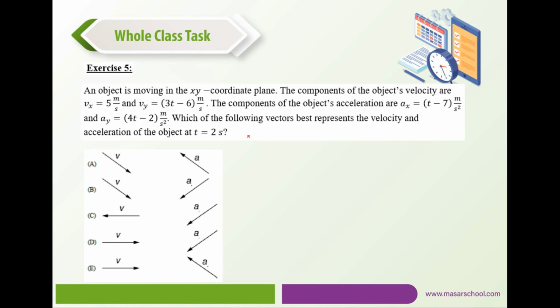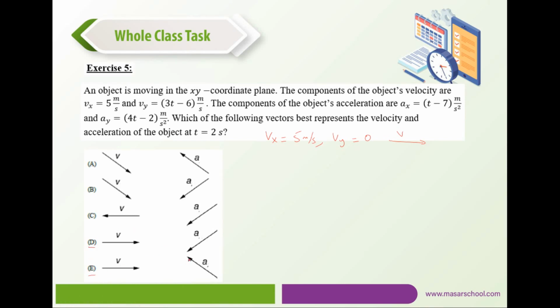correct vector representation. For the velocity, Vx is always given by 5 meters per second, and Vy, if we replace time by 2, then 3 multiplied by 2 is 6, minus 6, that would be 0. No need to put a unit because anything multiplied by 0 is 0. Then in this case, the vector representation of the velocity at this particular instant would only be horizontal and positive to the right, which means like that. Then the correct answer is going to be either D or E.